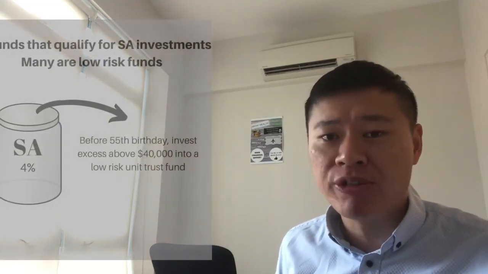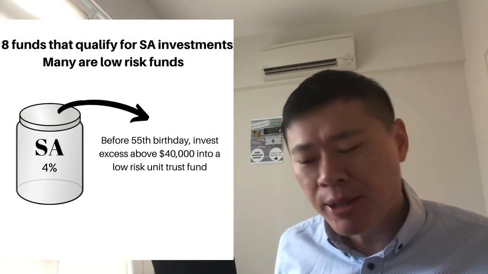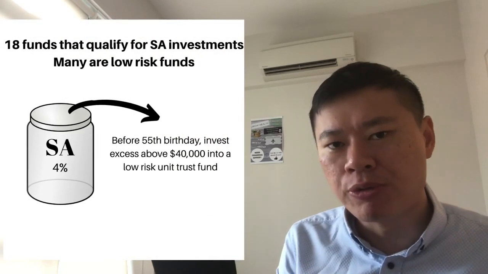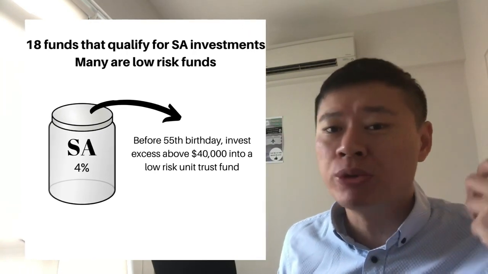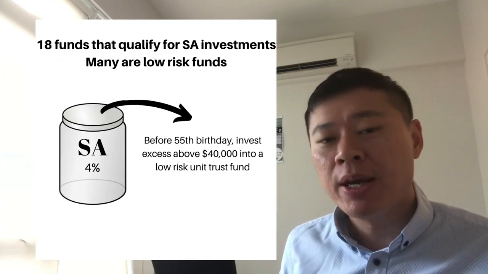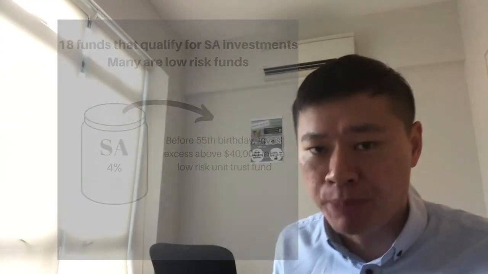And back to this point, there are only 18 funds that qualify for CPFSA, and the majority of them are low risk funds. And the problem is this: when you are before the age of 55, it's not a good idea to invest your SA because low risk funds do not give you that 4% guaranteed return. But at this juncture, it's important to get it invested in a low risk fund. The simple reason is because, again, the game: you have to move the SA out of the way so that your OA can go and fill your RA eventually.